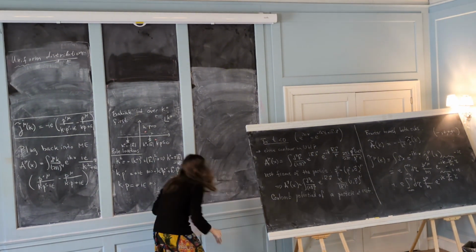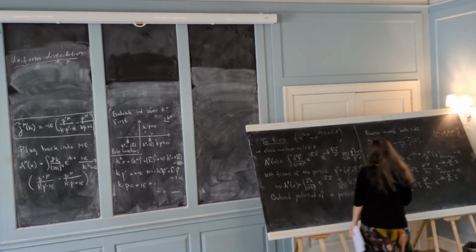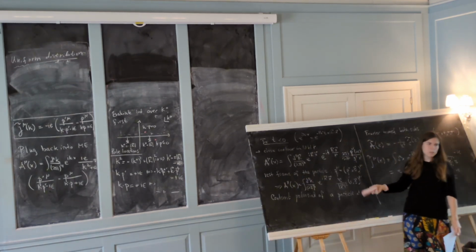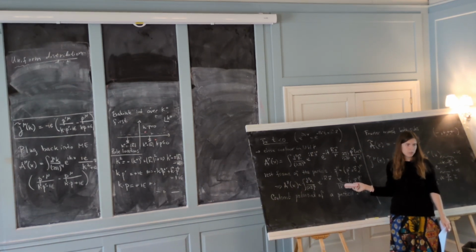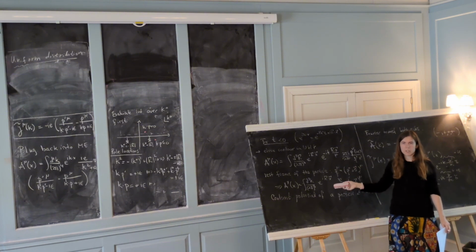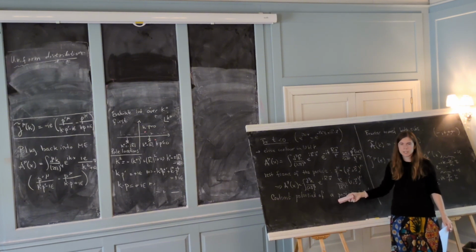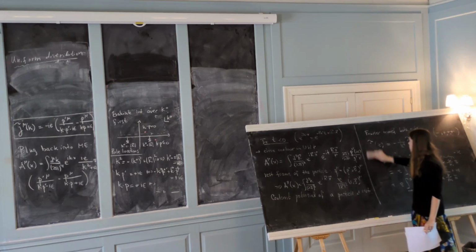Okay, so now you can take this and boost it, of course. You can use the Lorentz covariance of this formula to obtain what's known as the Liénard-Wiechert field of a particle moving at constant velocity.